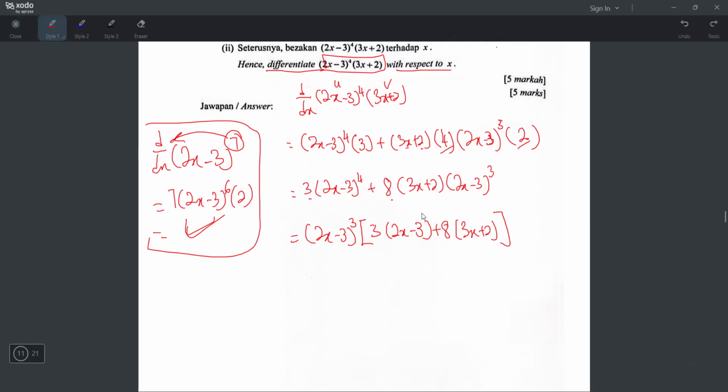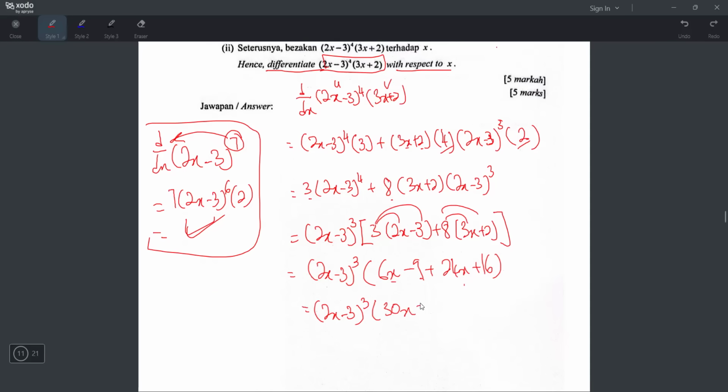Now, we do whatever is inside the big bracket. So (2x minus 3) power 3, this is already part of the answer. You just have to solve the part inside. So 3 times 2x, expand, 6x. 3 times negative 3, negative 9. Plus 8 times 3x, 24x. 8 times 2, 16. And then (2x minus 3) power 3. X with x can do, number with number can do. 6 plus 24, 30x. Negative 9 plus 16, plus 7.